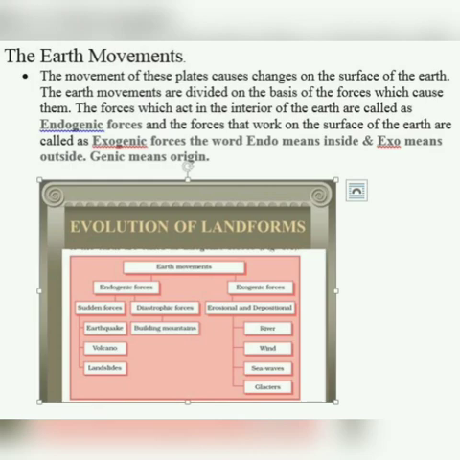Then coming to exogenic forces. Exogenic forces are forces that occur outside, that is on the surface of the earth, like erosional and depositional work. And the agents of erosion and depositional work are river, wind, sea waves, glacier, etc.